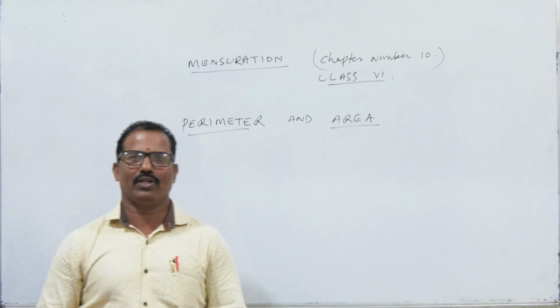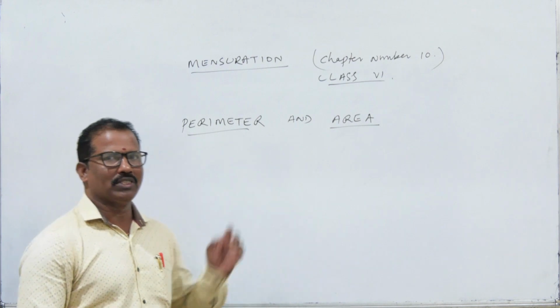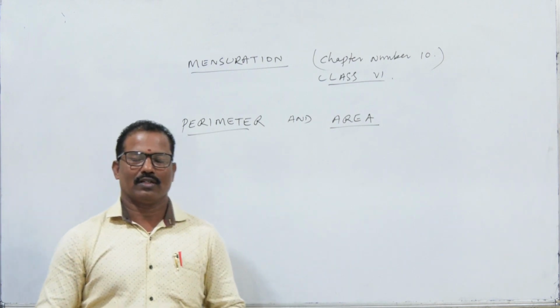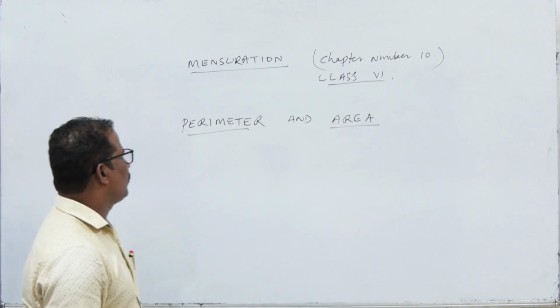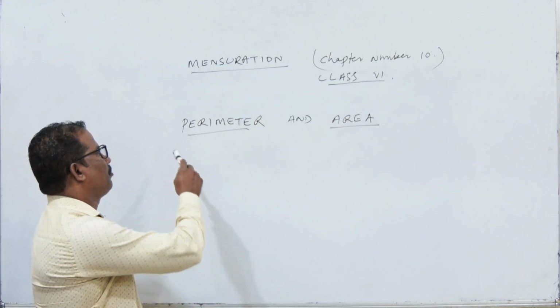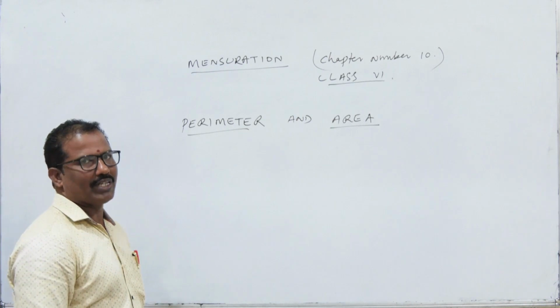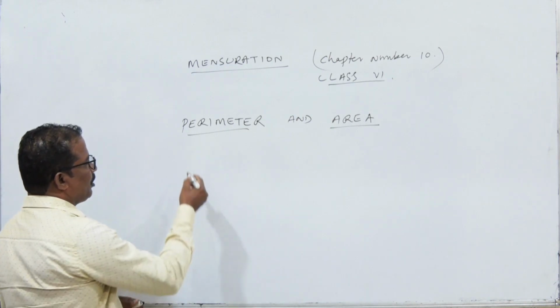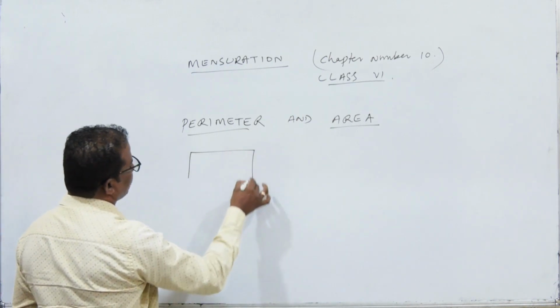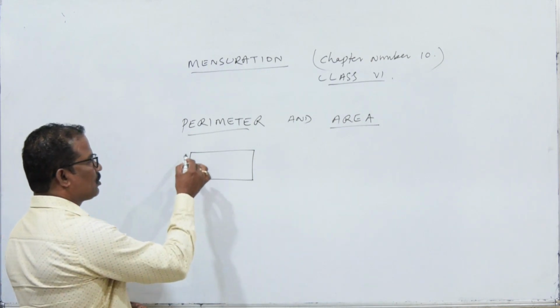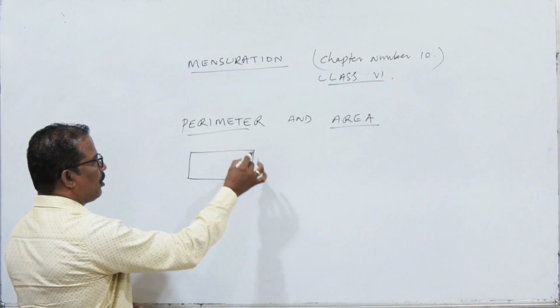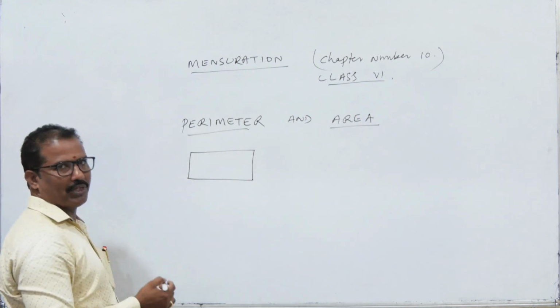Hi students, today we are going to see chapter Mensuration, chapter number 10 of class 6th. Today we are going to see two topics, perimeter and area. So what is a perimeter first? Perimeter means, suppose it is a rectangle, the total length of the boundary is called the perimeter.